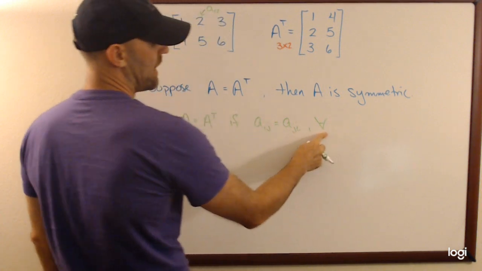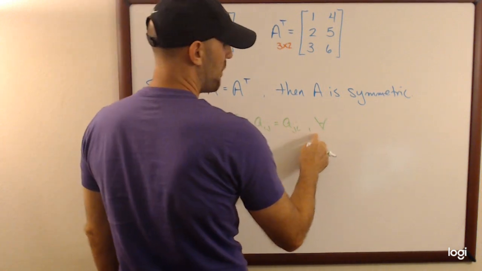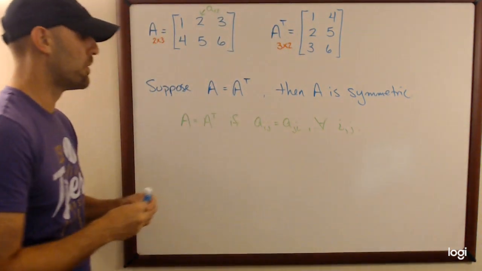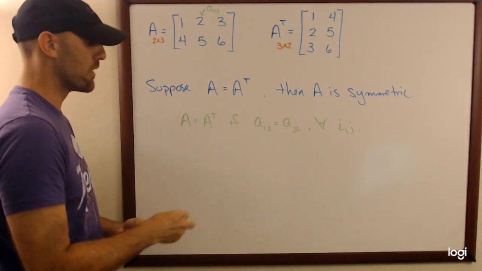This symbol means for every. So for every i and j. Okay? So every possible pair of indices, they're just equivalent.